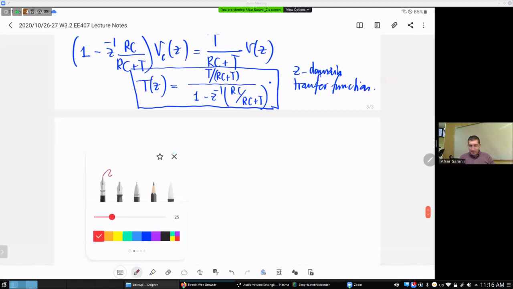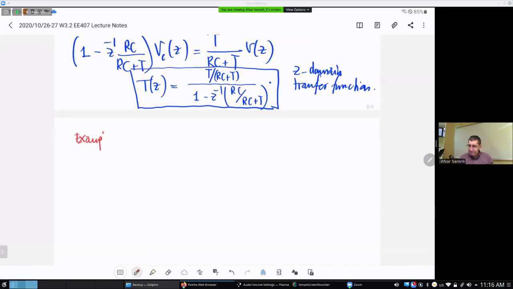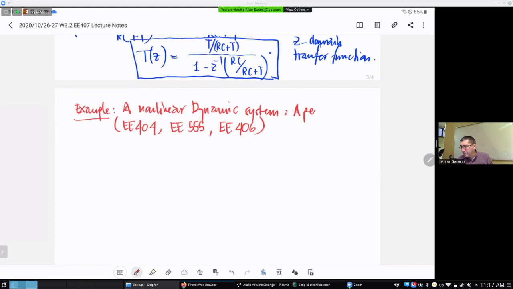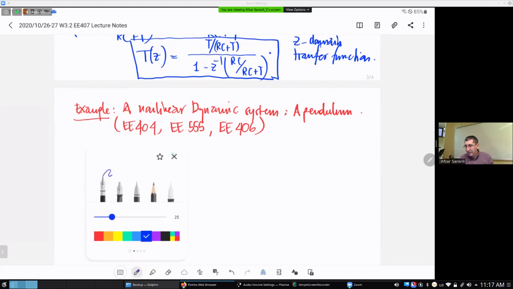So let me go over another example for you. Let's say, example, a nonlinear dynamic system. In fact, nonlinear systems are the topic of, for example, 404, at the graduate level 555, and also next term EE406. We will deal with a lot of nonlinear systems, and this particular system in fact occupies a big chunk of 406 because we have experimental setups that resemble this system. This is basically a pendulum system, and we will use a very simple interpretation of this system. So let's see what we have.